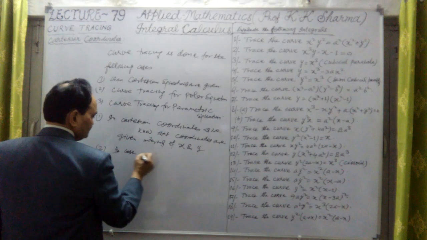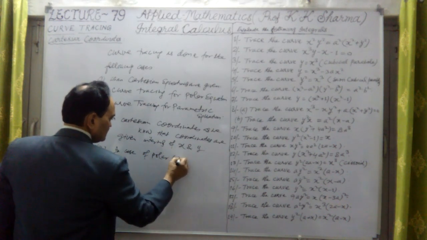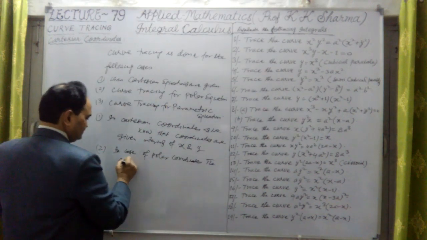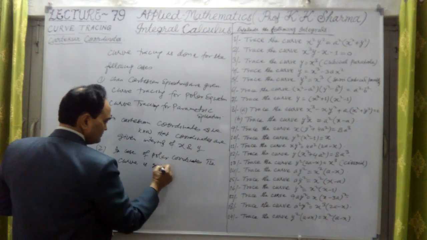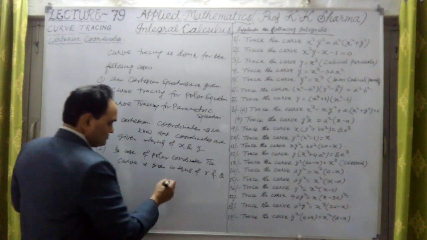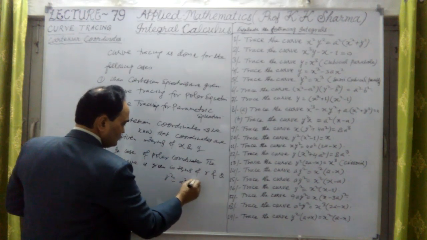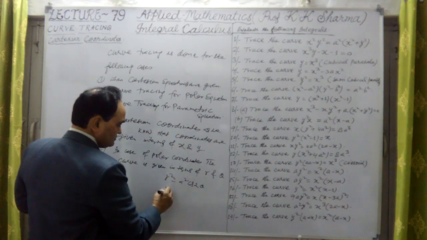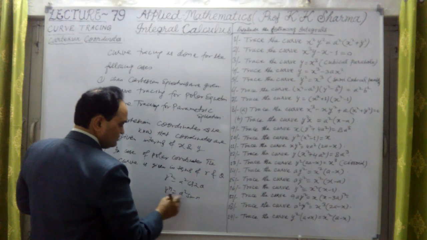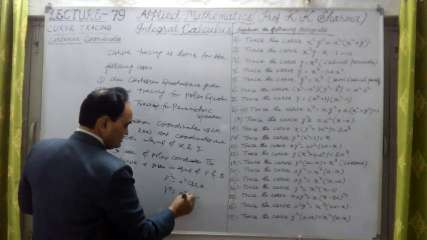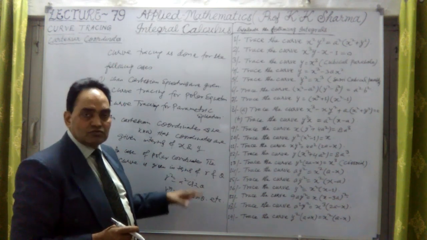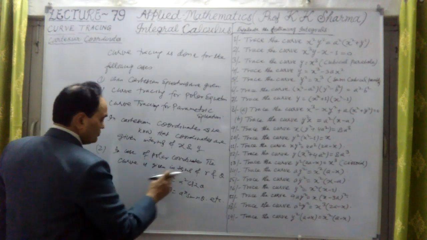In case of polar coordinates, the curve is given in terms of r and theta. For instance, let me take r squared equals a squared cos 2 theta. And second can be r squared equals a squared sin 2 theta, or let me take r^n equals a^n sin n theta, etc. Here polar equations are given. We have to draw these kinds of curves when we discuss polar coordinates, or polar equations.